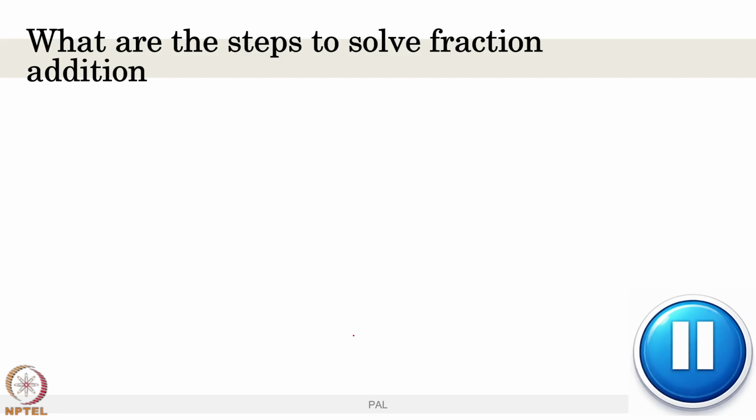Before we start, I would like you to reflect on this question. What are the steps to solve fraction addition? Consider the fraction addition of 3 by 4 plus 2 by 6. What are the steps involved in doing fraction addition? Please pause the video, write down the steps involved in fraction addition, then play the video.